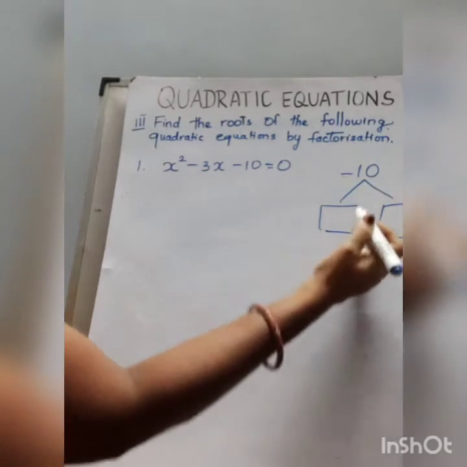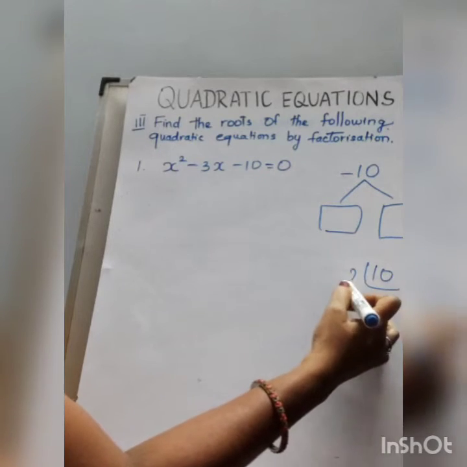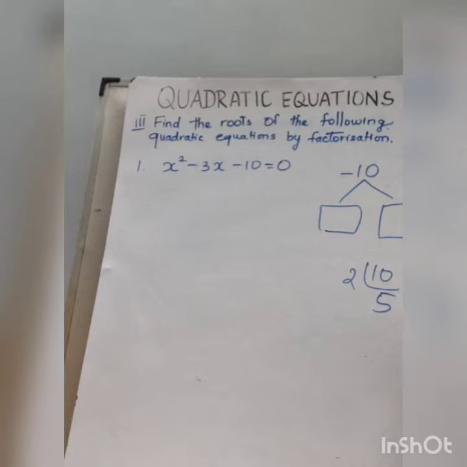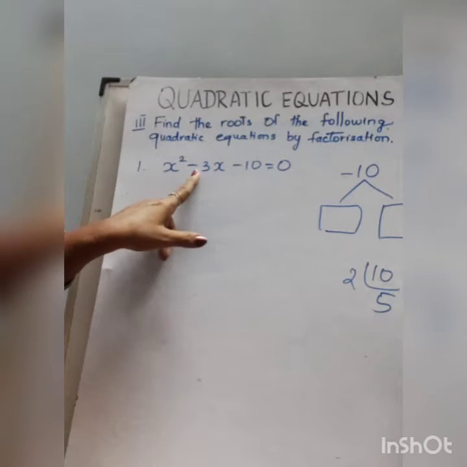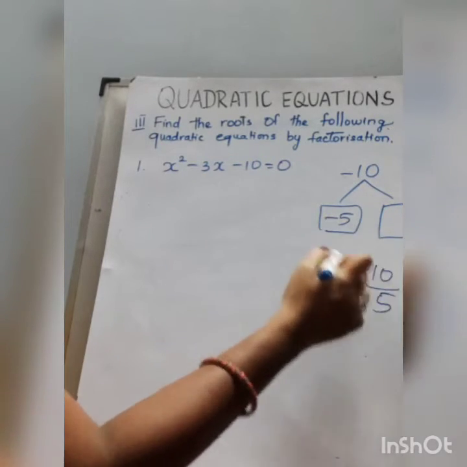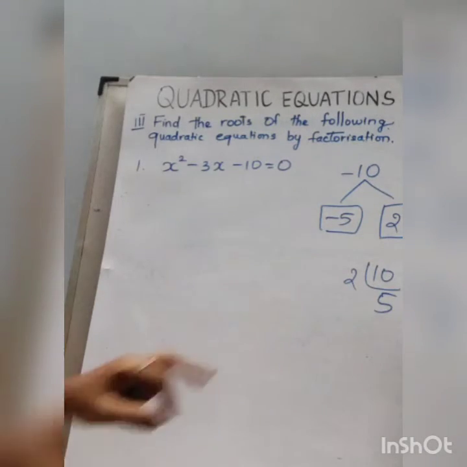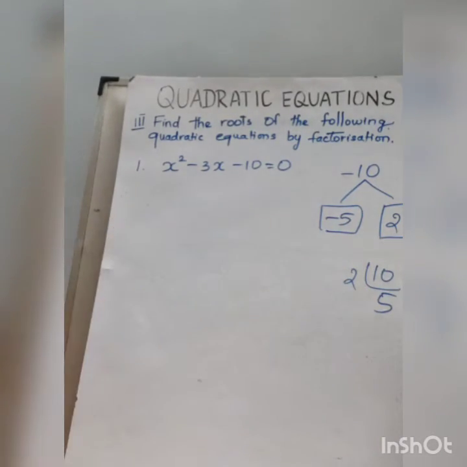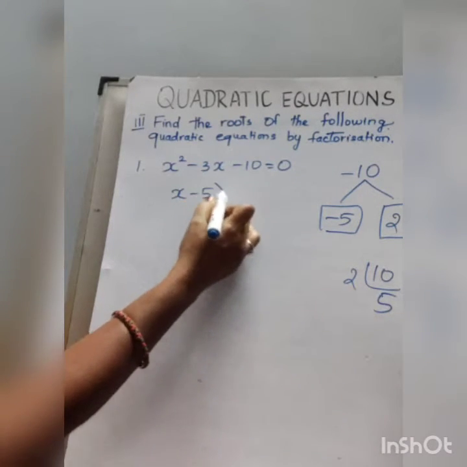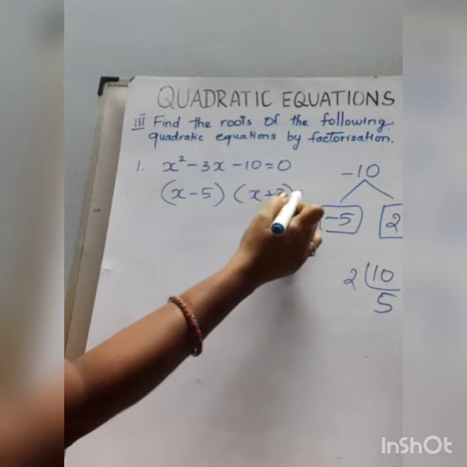So I can say the factorization of 10 is 2 times 5. 5 minus 2 is 3 actually, but we have minus 3, so minus 5 and 2, whose product is minus 10 and whose addition is minus 3. So I can simply write (x minus 5) into (x plus 2) equal to 0.